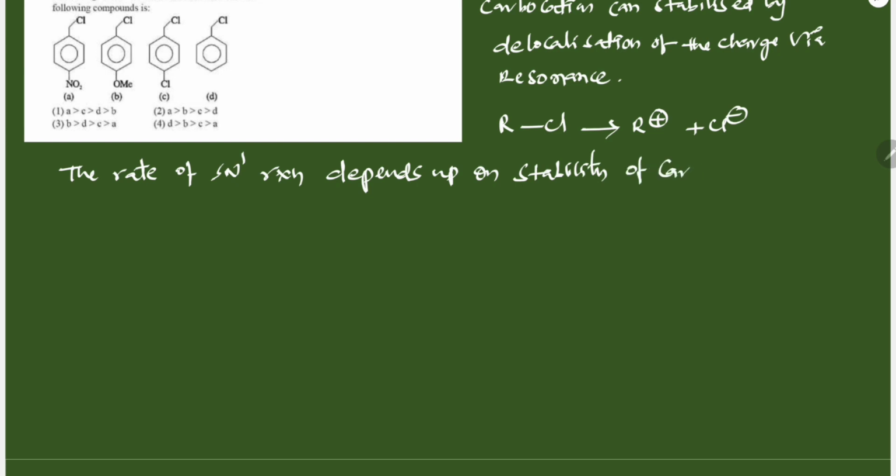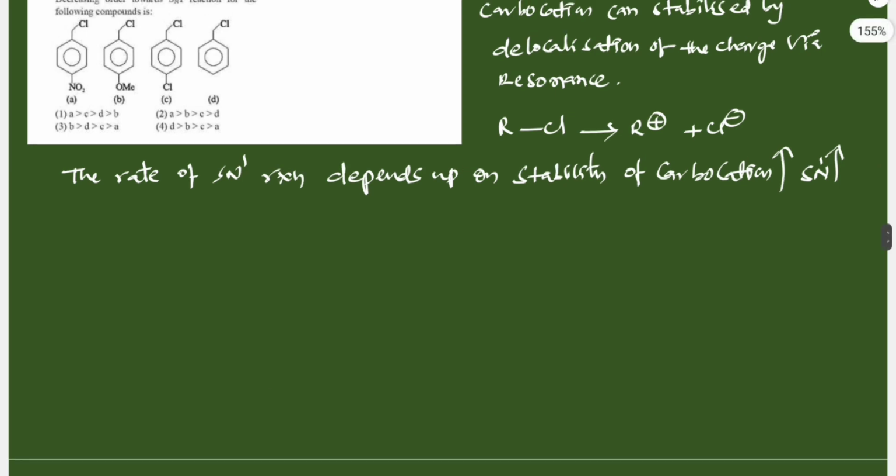The rate of SN1 reaction depends upon the stability of the carbocation. As the stability of the carbocation increases, the SN1 reactivity increases. Now I am writing the equation about this.